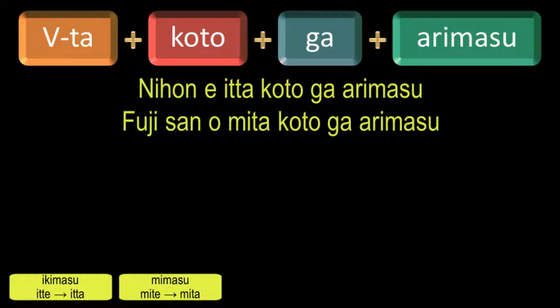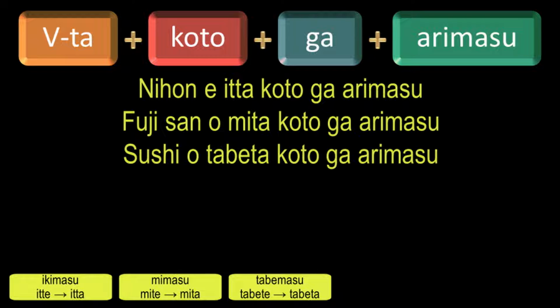Let me go to the next example. The verb tabemasu means to eat. The te form is tabete and the ta form is tabeta. By adding koto ga arimasu, we will get tabeta koto ga arimasu, which means I have eaten. And to say I have eaten sushi, in Japanese it will be sushi o tabeta koto ga arimasu.